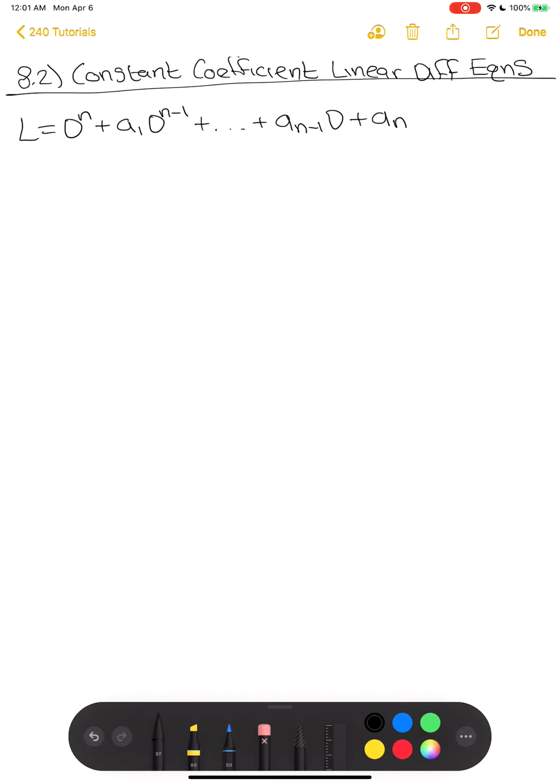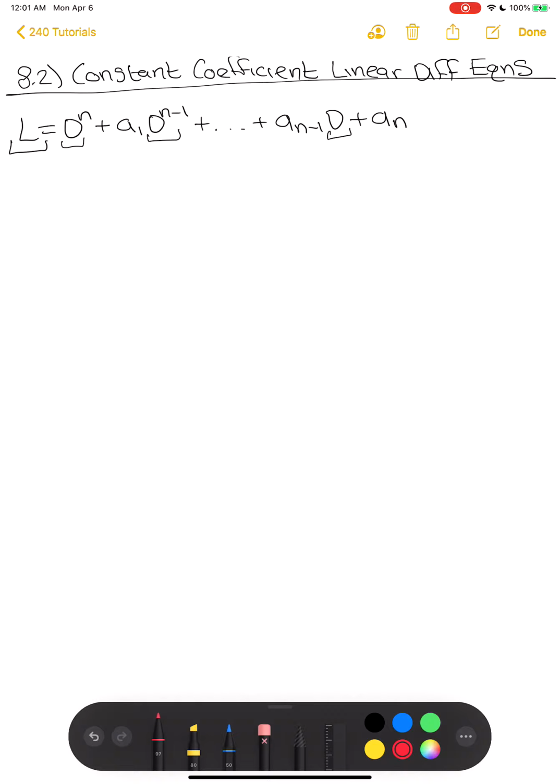Okay, so now we're going to keep working with differential equations, moving on to section 8.2, constant coefficient linear differential equations. So, long title. Really all this means is that, if you remember from last video, we defined this L here as some sort of linear differential operator that just gives you a linear combination of all of these individual differential operators, all these D's to different powers.